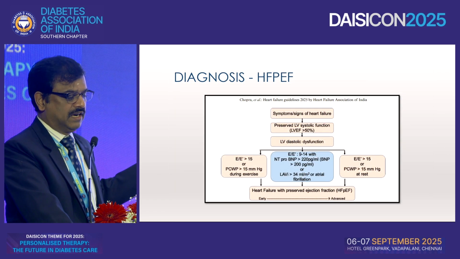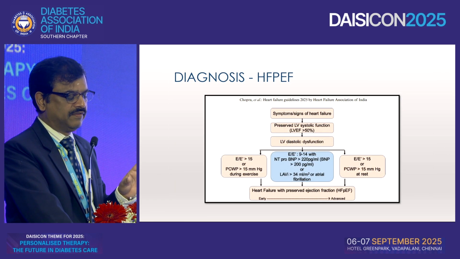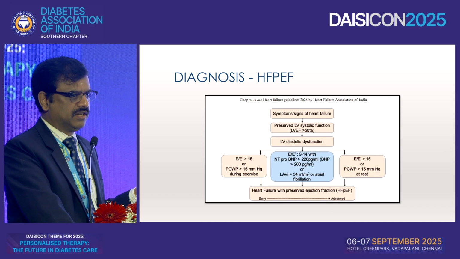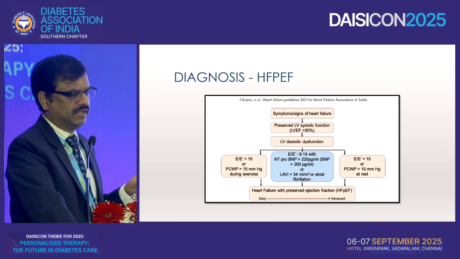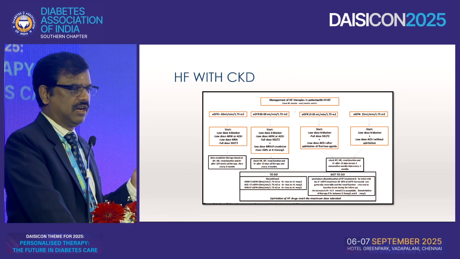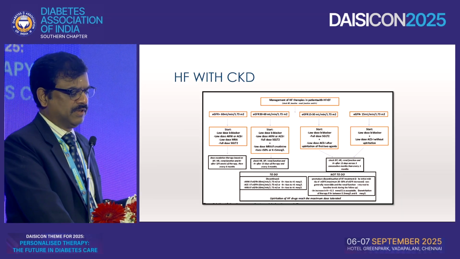So with any signs of heart failure, if you do an echo and EF is more than 50, and there is evidence of diastolic dysfunction, check for the filling pressure, E by E dash, or pulmonary hypertension, or LA volume. If everything scores correctly, you can label the patient as preserved ejection fraction. For drugs, we have diuretics and SGLT inhibitors as proven.